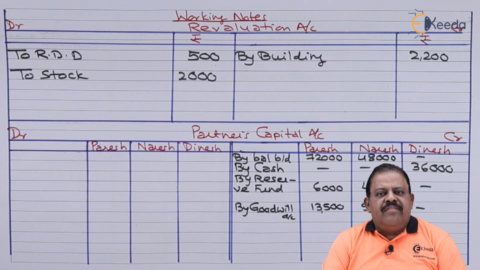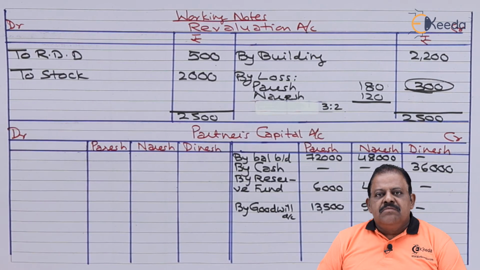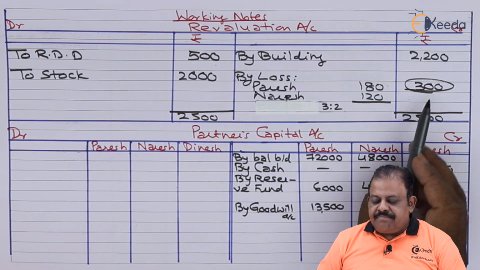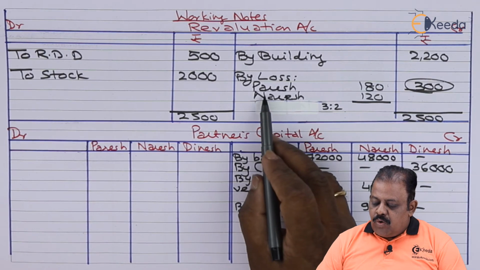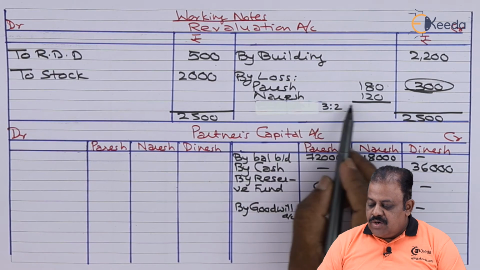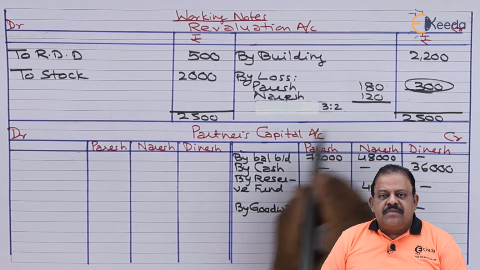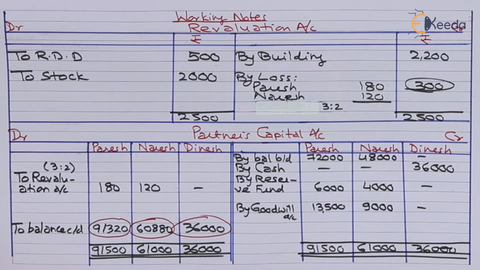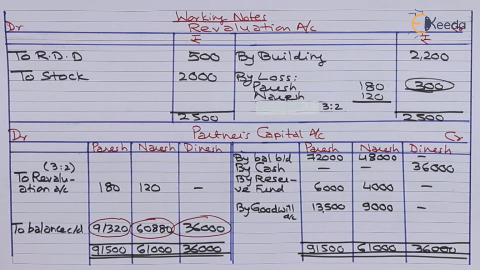Let us find out now revaluation profit or loss. We have closed revaluation account. It is showing loss of rupees 300. This will be distributed in the ratio of 3:2 between old partners Paresh and Naresh, 180 and 120. This will be debited to their capital accounts. We have closed partners capital account. We got balances Paresh 91,320, Naresh 60,880, Dinesh 36,000.